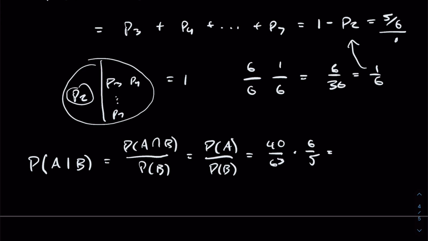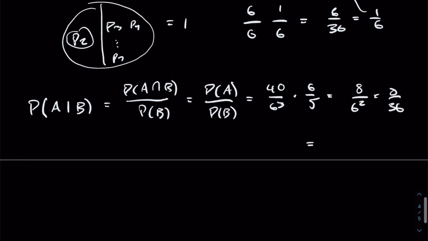This is 8 over 6 squared, or 8 over 36, which I know to be approximately equal to 0.22, and I just verified that with a calculator.